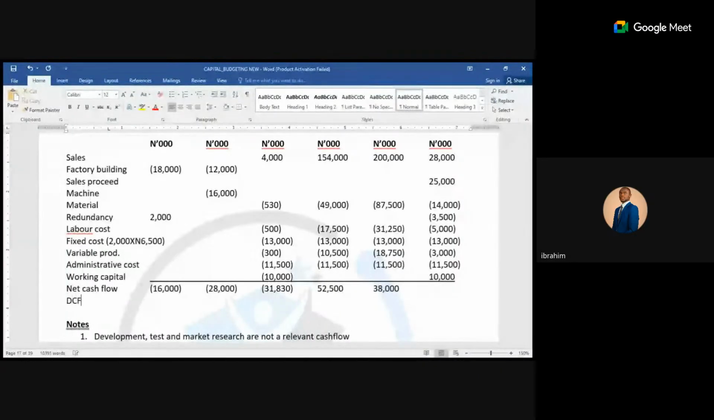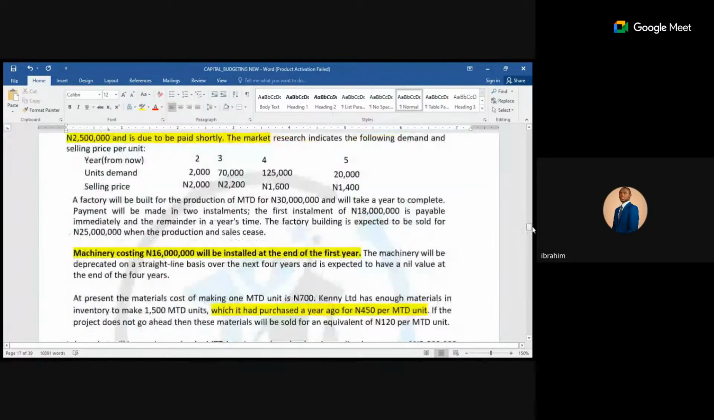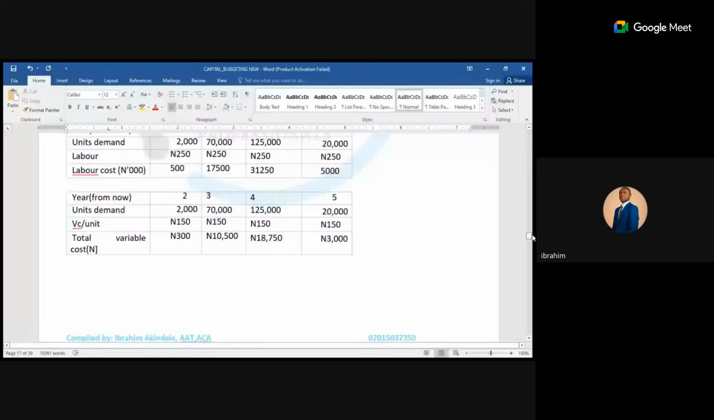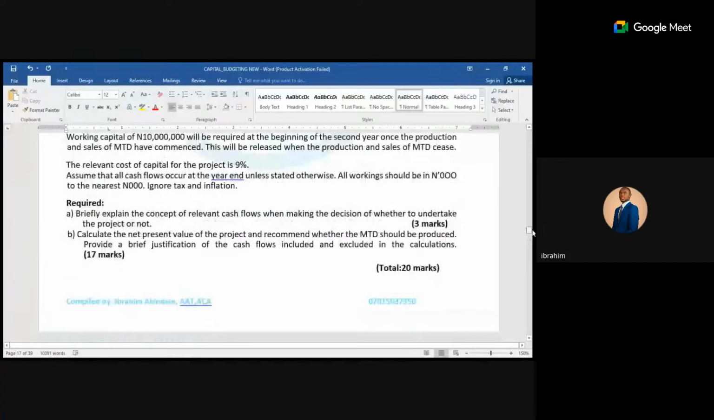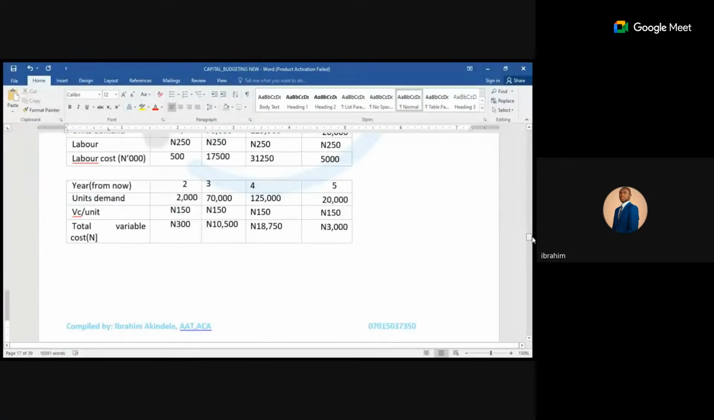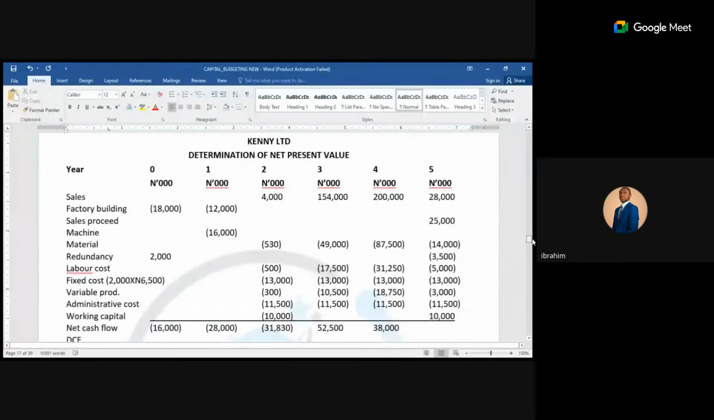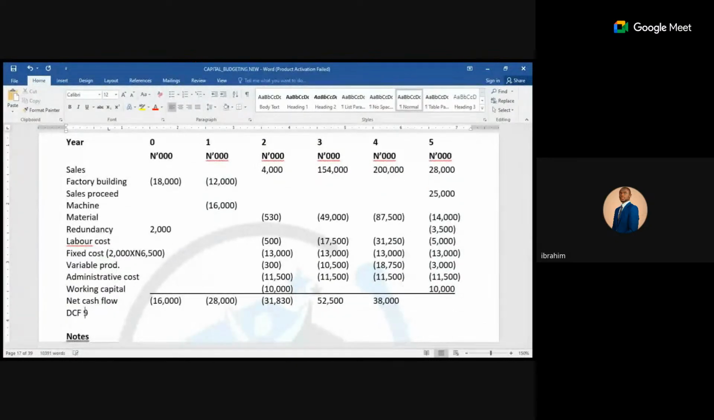So DCF is how many percent given to us in this question? 9%. So the examiner, this question tests your knowledge on relevant cash flow that will be used for a particular project. 13,000. So final year, 13,000 positive, right? Yes.